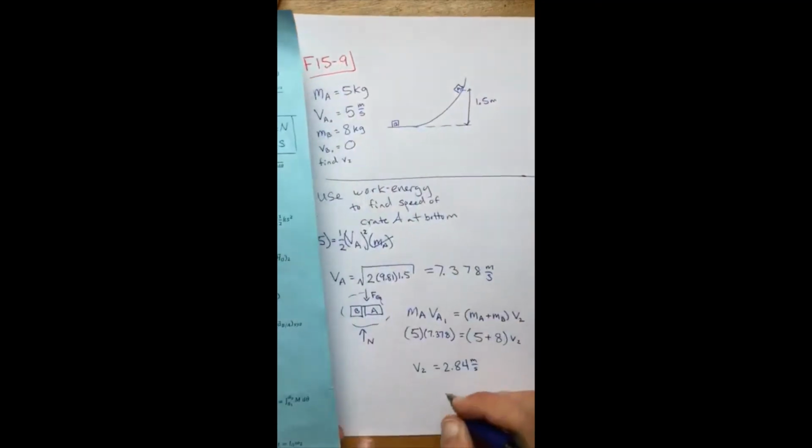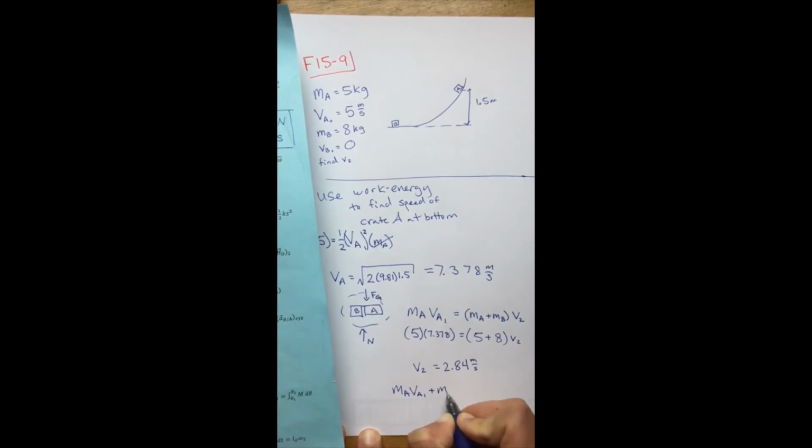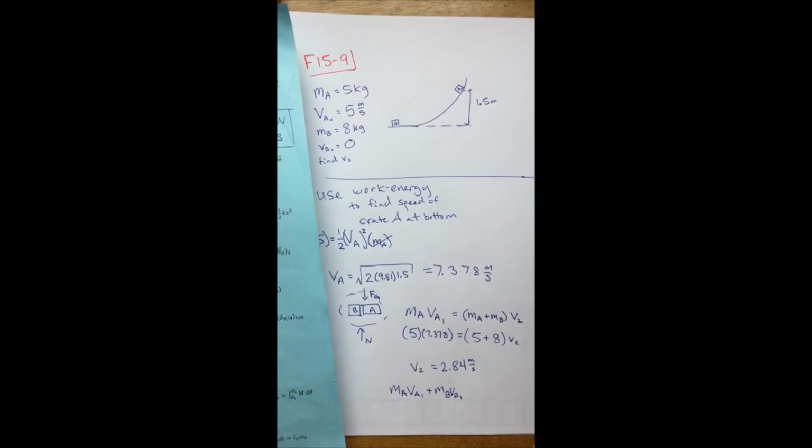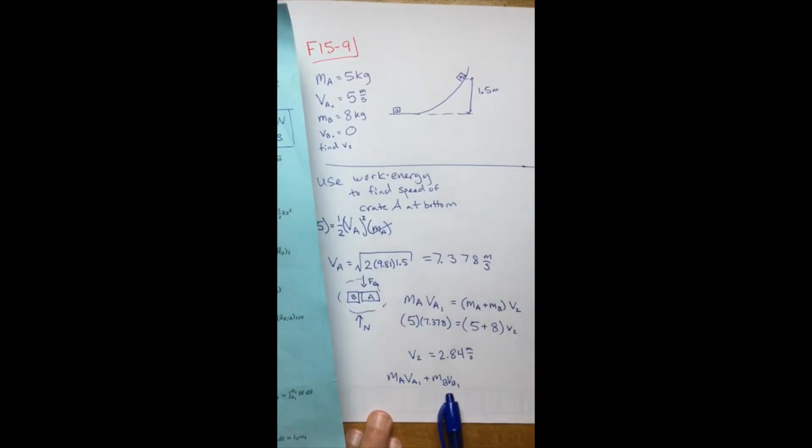Rather than looking at equation 15.3, you can look at equation 15.6, which was for a system of particles. In equation 15.6, they have the sum here for the sum of the momentum for each particle that you have in your system. So this would be, if you write it out, mass A times VA1 plus mass B times VB1. VB1 is 0, and that would give us the same thing that we have up here.